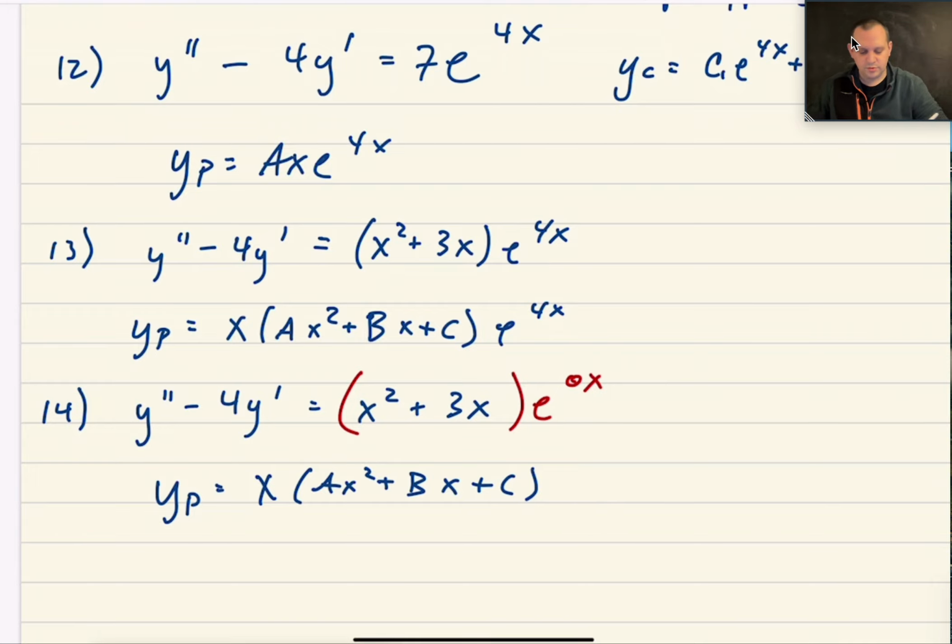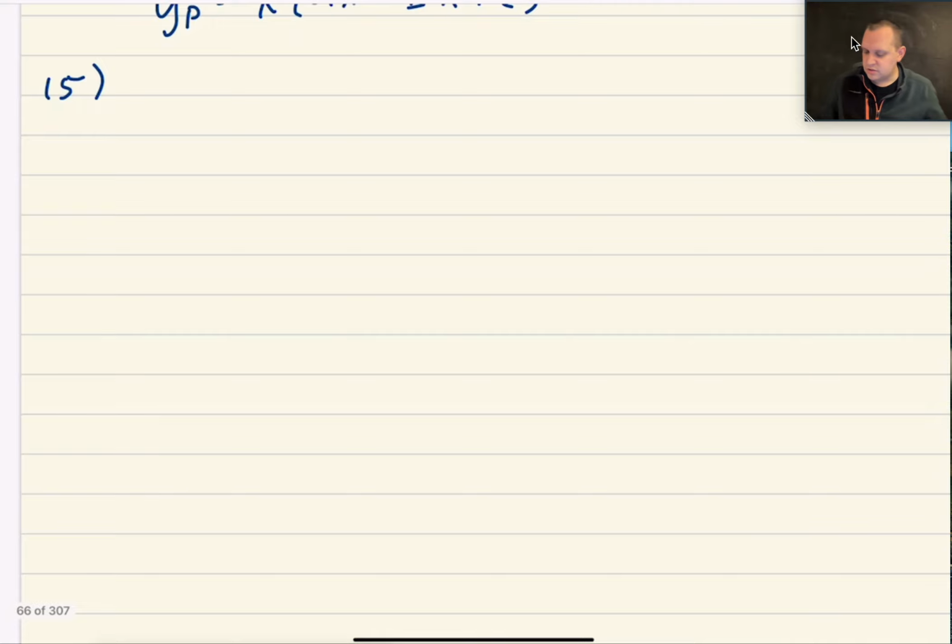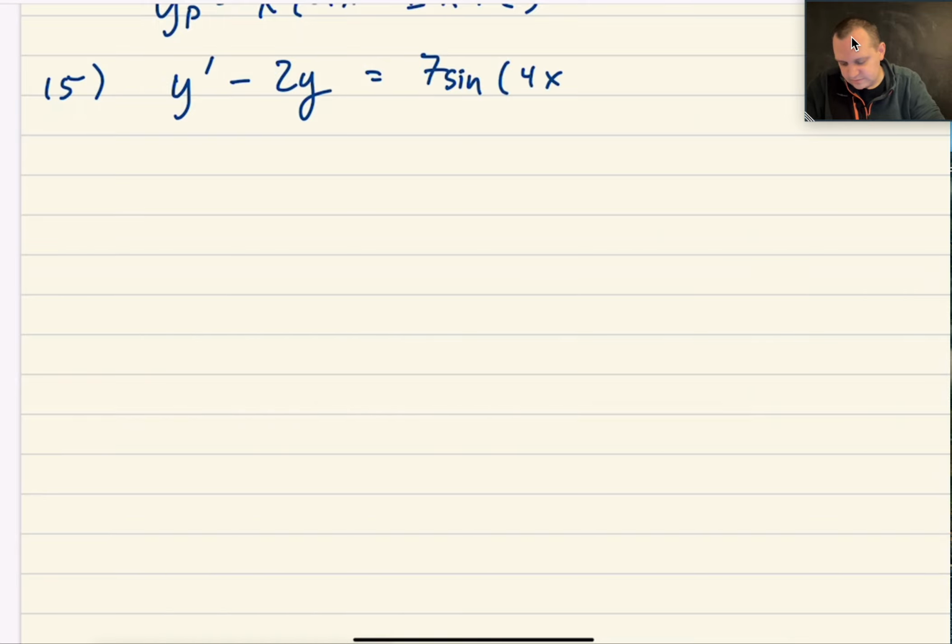Talking about some examples. So we're looking at number 15. Number 15, we're going to look at what would happen if we have y prime minus 2y equals 7 times sine of 4x. Okay, something like that.